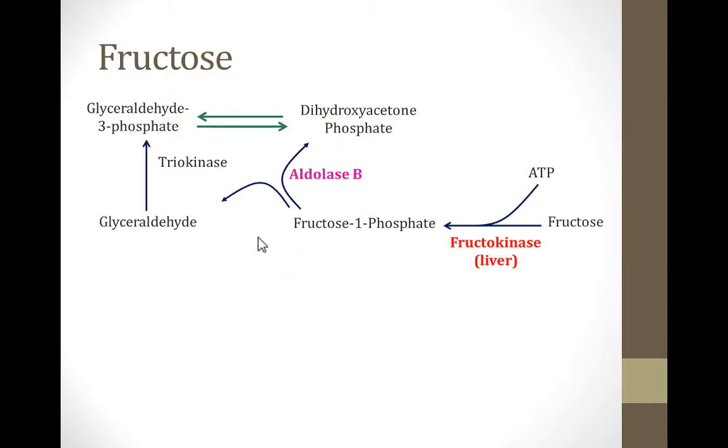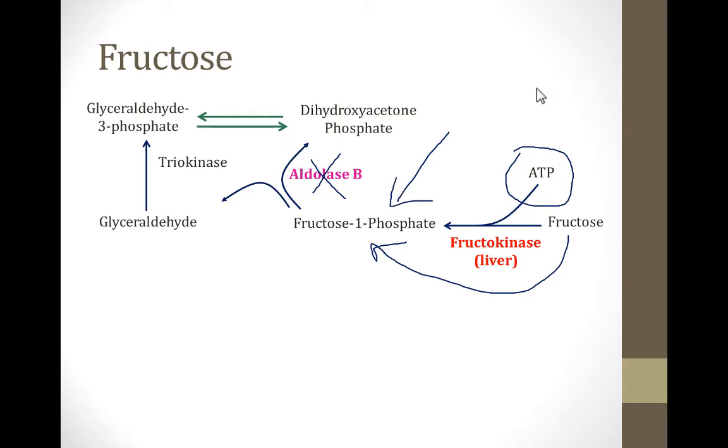Going back a couple of slides, in hereditary fructose intolerance, the problem is that aldolase B is dysfunctional. As a result, the liver takes up fructose and converts it to fructose 1-phosphate, but the fructose 1-phosphate cannot be metabolized any further. As a result, much of the ATP inside of liver cells gets tied up in the form of fructose 1-phosphate, and there is not enough ATP left around for the liver to perform its other functions like gluconeogenesis.